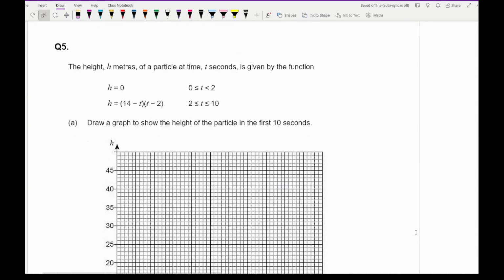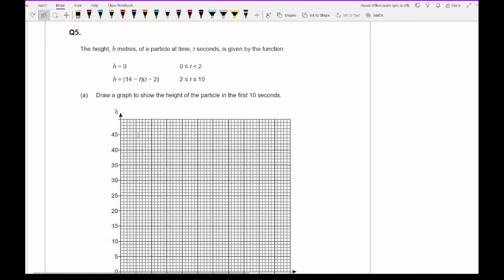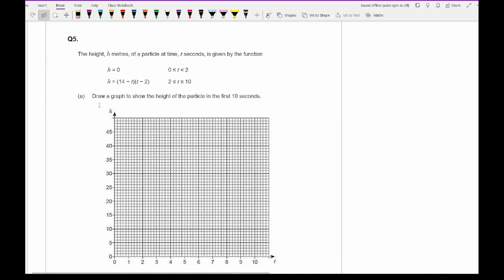Then moving on to our last question. So here it says the height h meters of a particle at time t seconds is given by the function h equals 0 between the values of 0 and 2, and h equals 14 take away t, multiplied by t minus 2, for the values of t between and including 2 and 10. Now the question is asking us to draw a graph to show the height of the particle in the first 10 seconds. So if I just zoom out, so we've got it all on the graph.